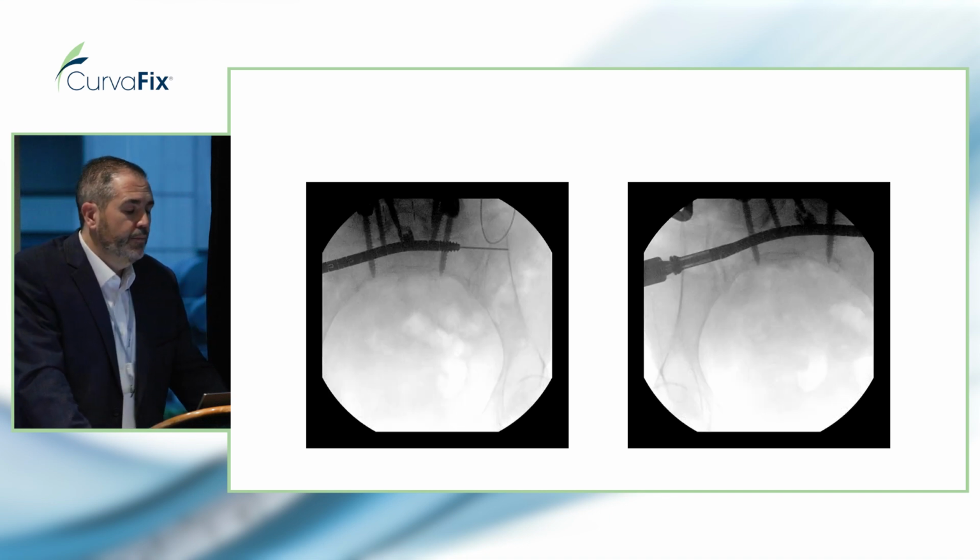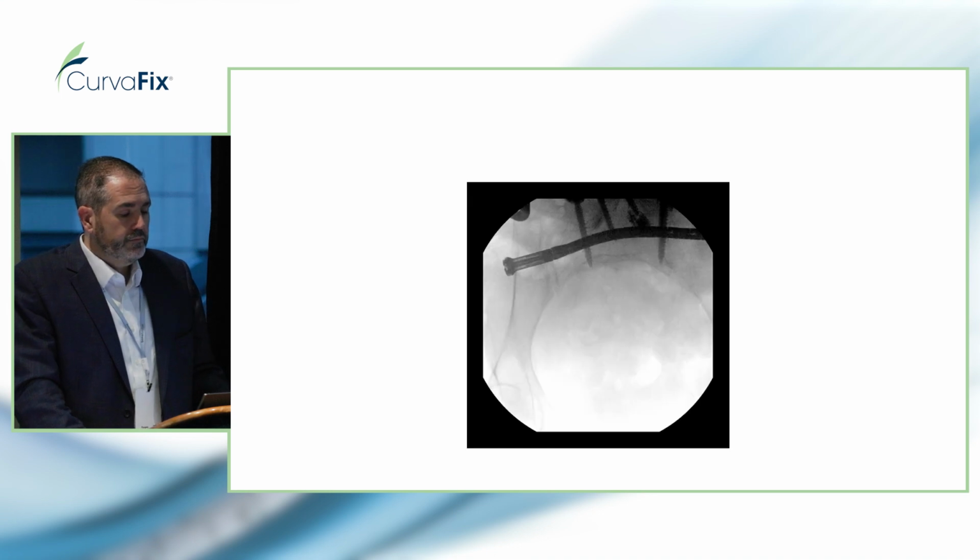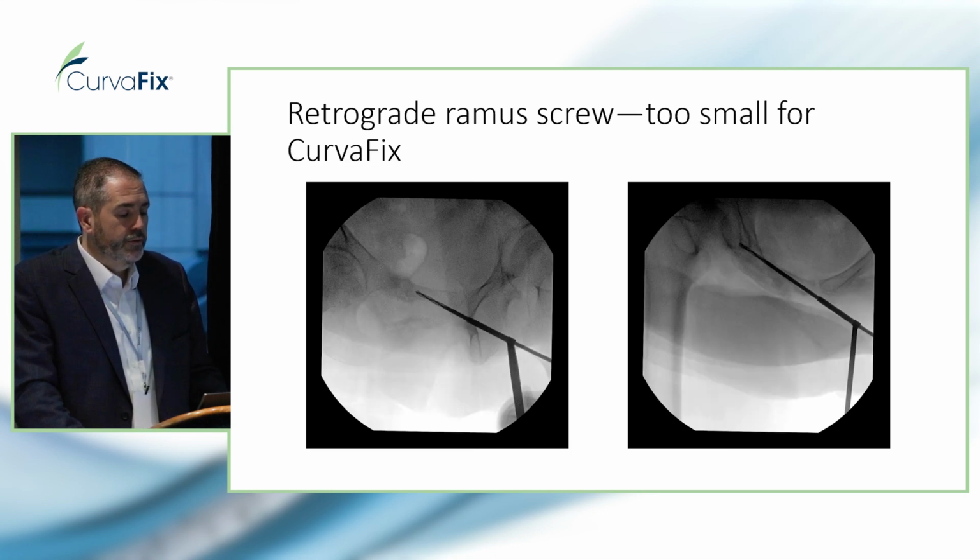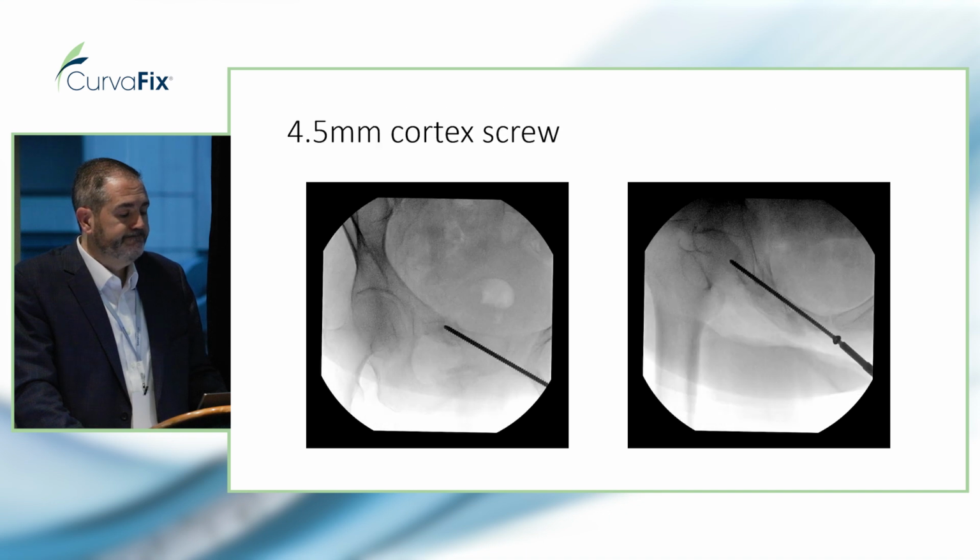And so this is getting the implant in across, transsacral, transiliac, and then did a retrograde ramus screw because the 9.5 was too big for her corridor.